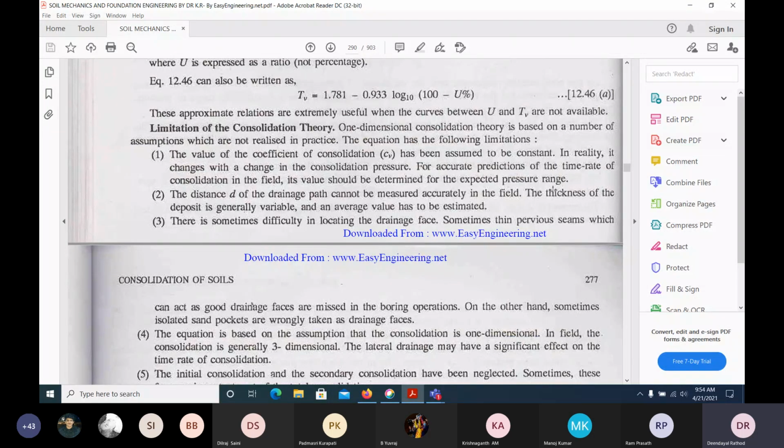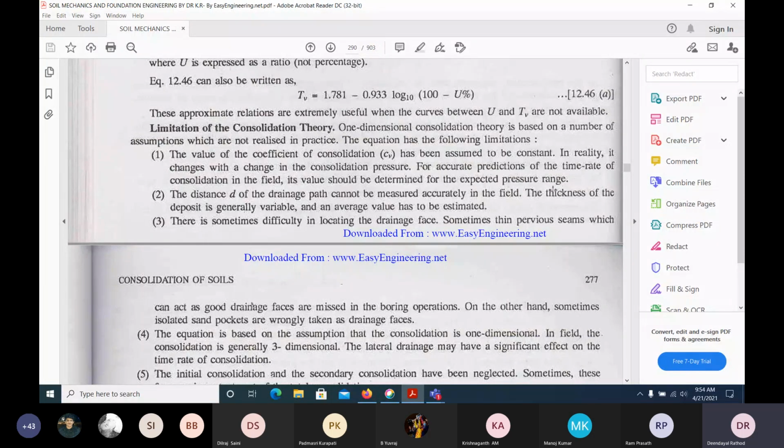Next, the distance d of the drainage path cannot be measured accurately in the field. The particular d we are talking about, we cannot measure in the field, because from where exactly the layer changes is very difficult to find out, from sand to clay layer, because there won't be any clear-cut change. The thickness of the deposit is generally variable and an average value has to be estimated. So there is some difficulty in locating the drainage face.